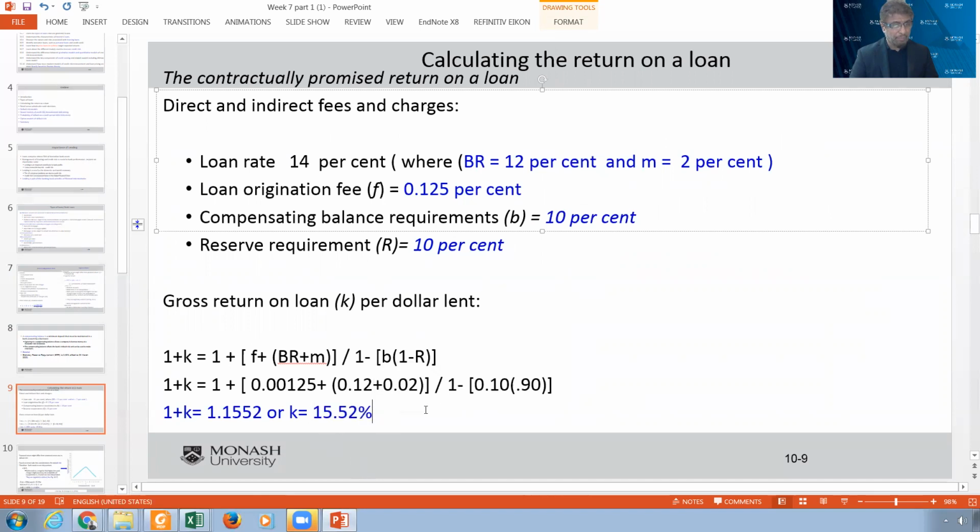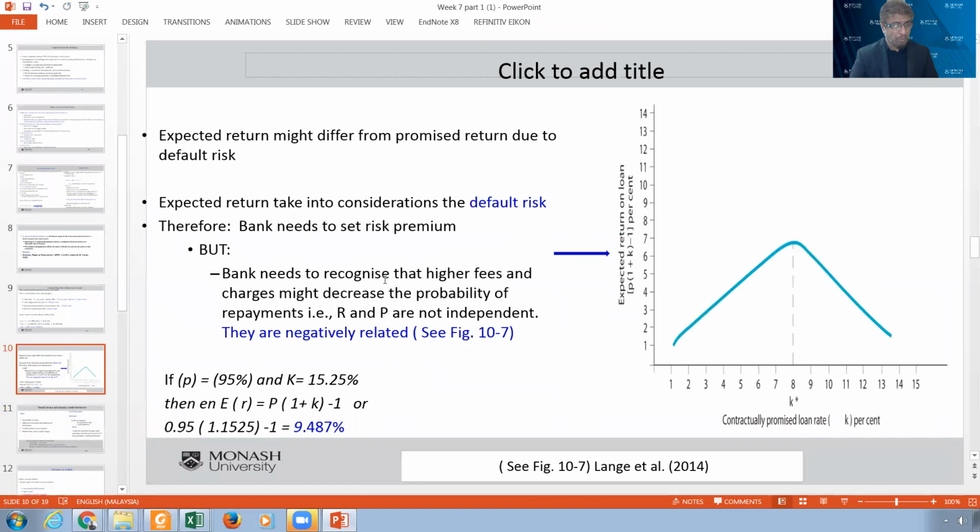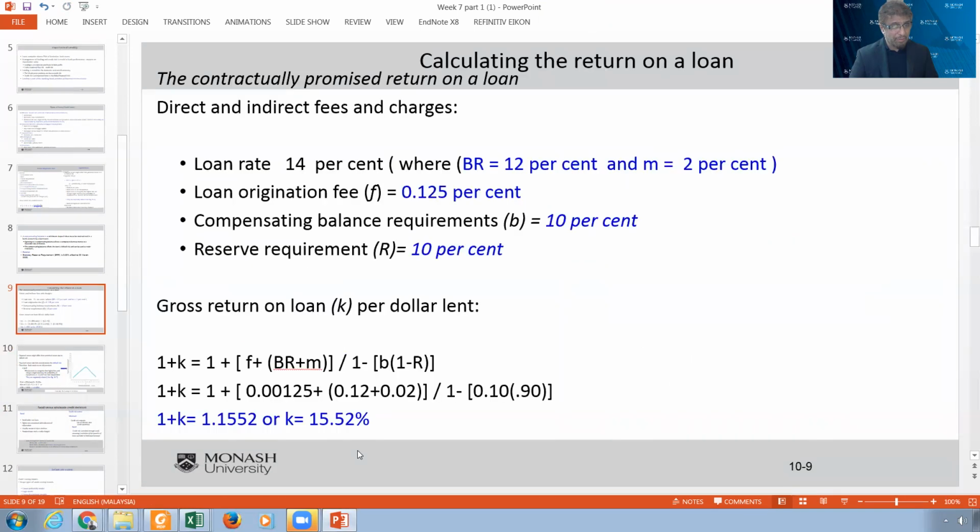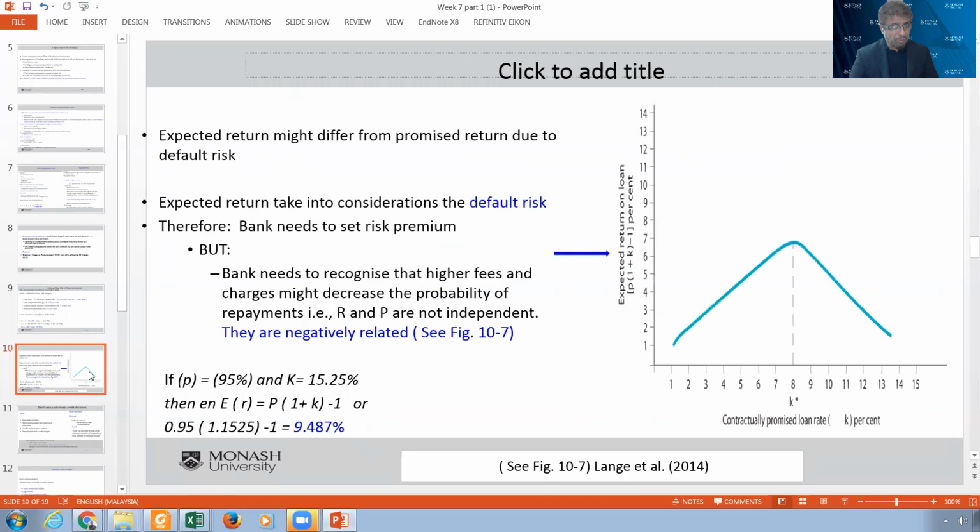Now, if you look here, when we talk about the rate, when we talk about the expected return, assuming that our probability of payment is 95. If the probability of payment is 95, look, the rate has been dropped from 15.25 to actually 9.48%. This is the return to the bank.